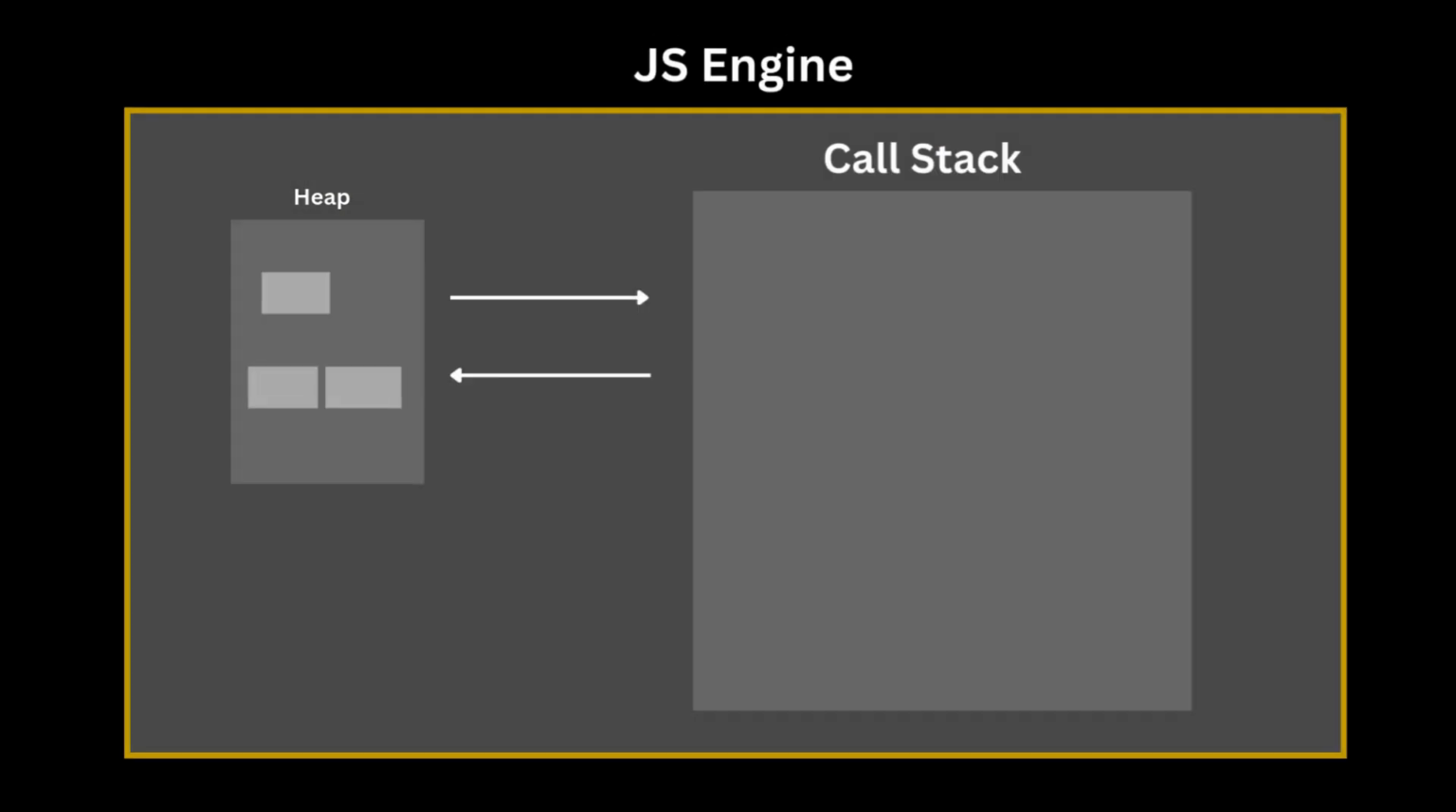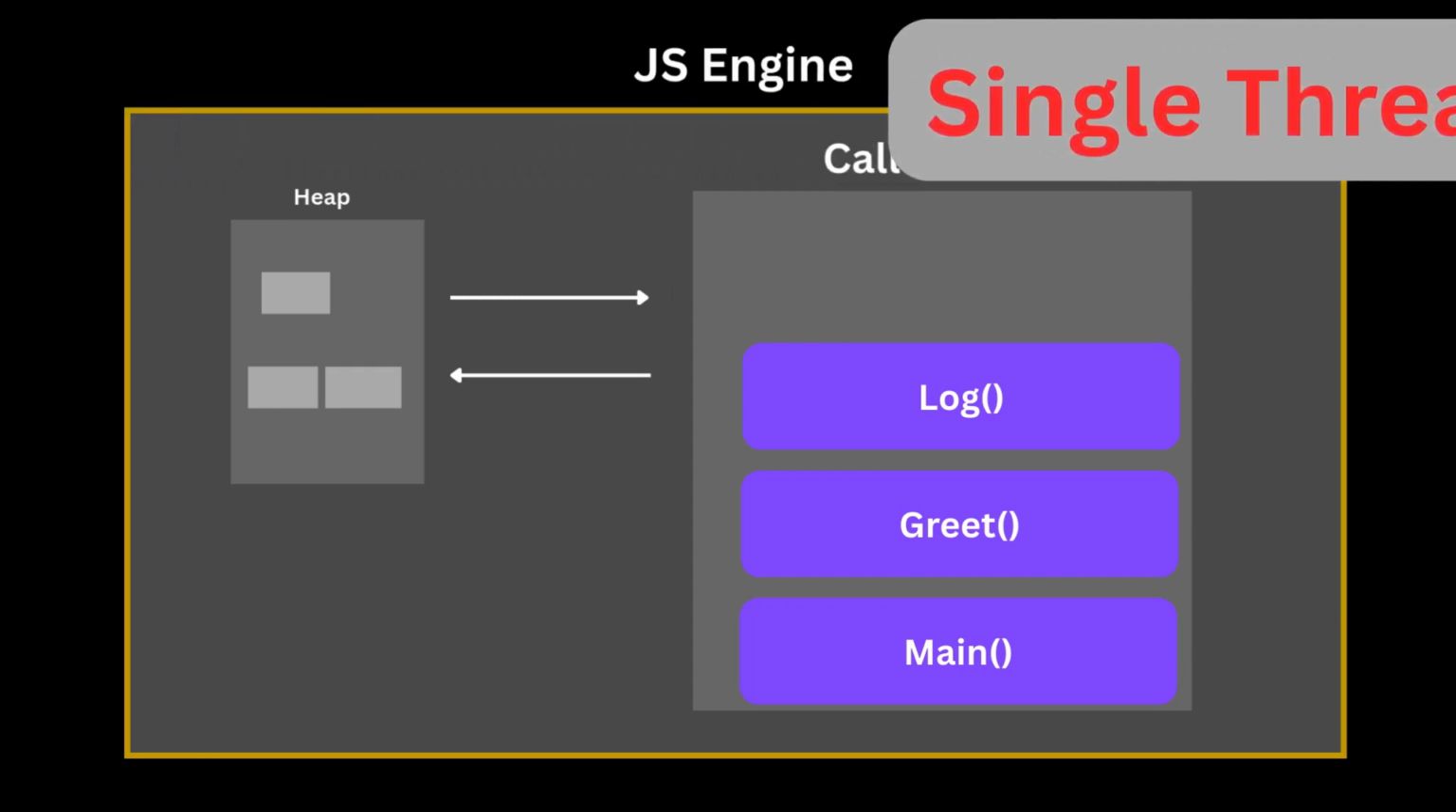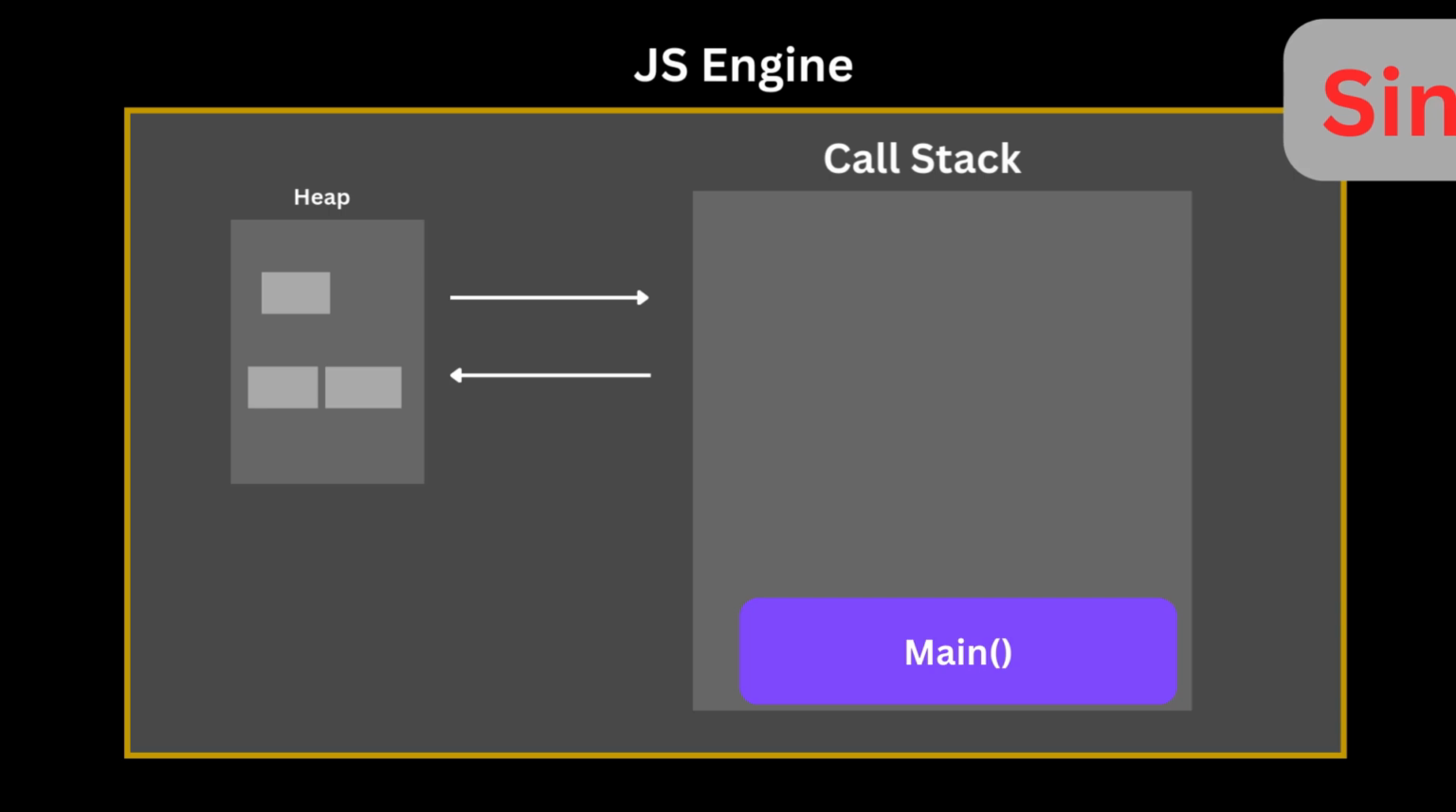At the center of JavaScript execution is the call stack. The call stack is where functions are placed and executed one by one. When a function is called, it gets pushed onto the stack. When it finishes, it gets removed. JavaScript always runs one function at a time from the top of the stack. That's why JavaScript is single-threaded.